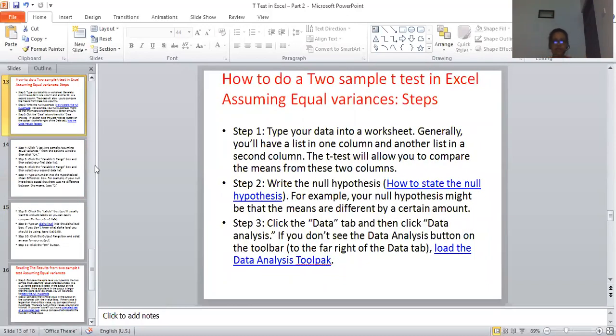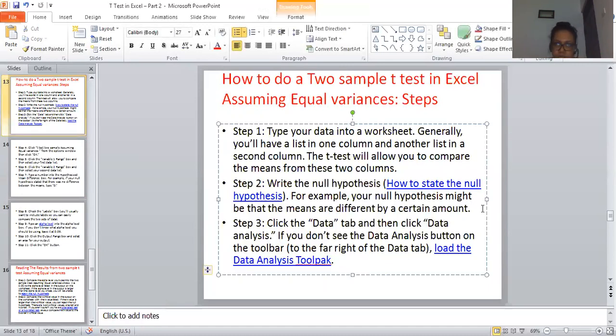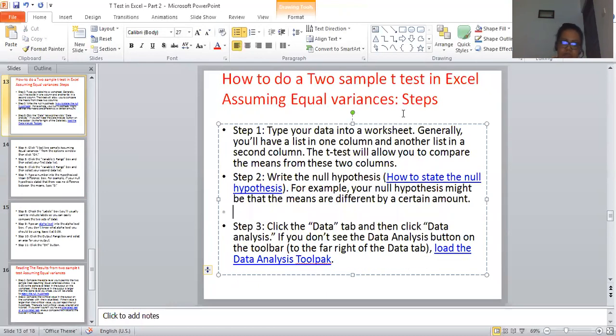Generally, you will have a list in one column and another list in the second column. The t-test will allow you to compare the means from these two columns. So that's something general. Write the null hypothesis. How to state the null hypothesis? I know by now you have an idea as to how to state the null hypothesis. So here, for example, your null hypothesis might be that the means differ by a certain amount.